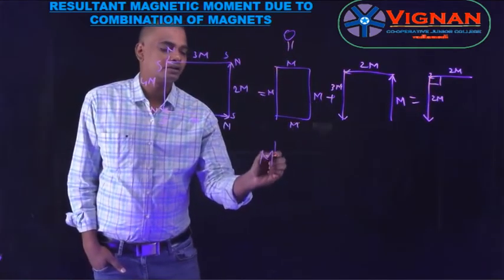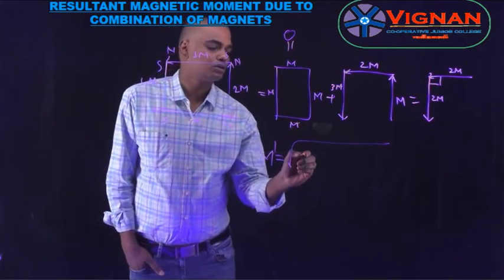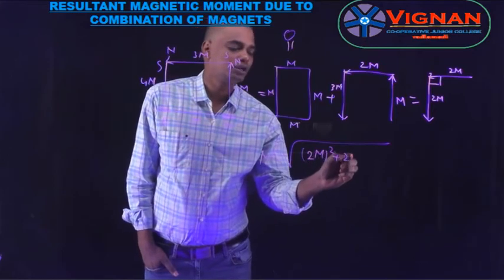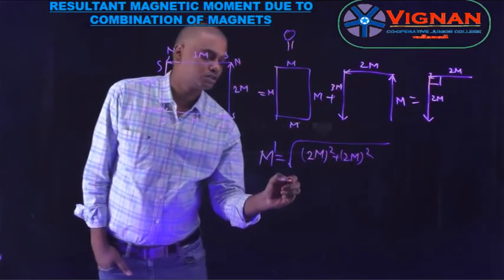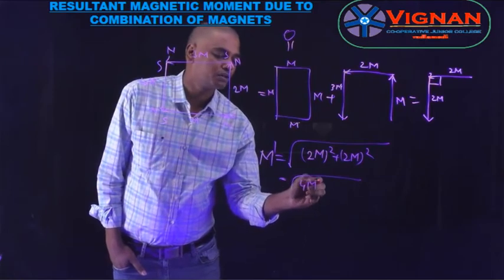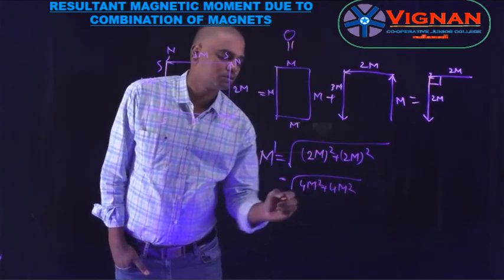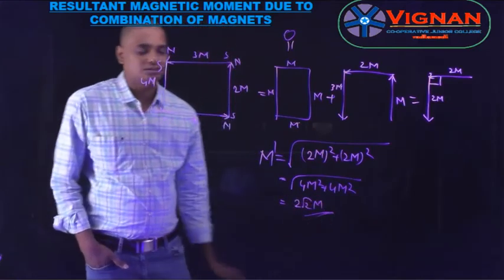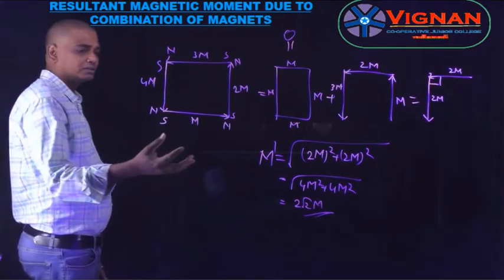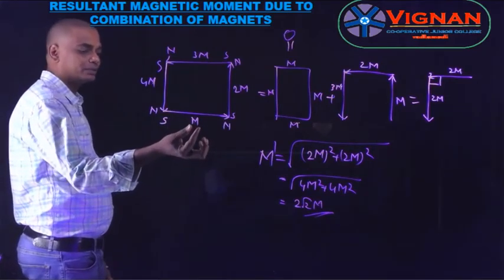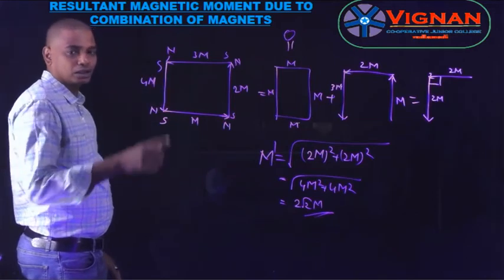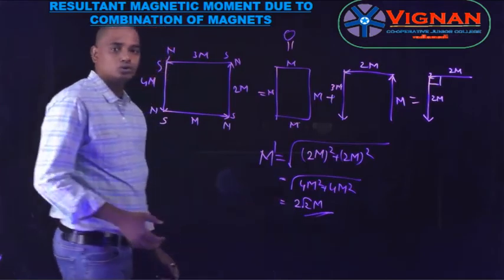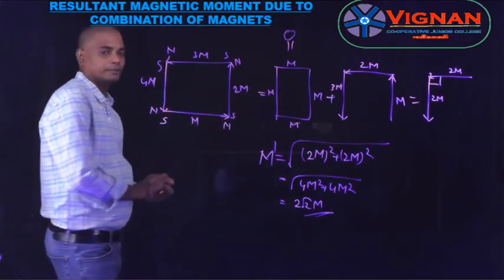Therefore the resultant magnetic dipole moment M dash is equal to root over m1 square plus m2 square, that is 2m whole square plus 2m whole square, which is root over 4m square plus 4m square, that is 8m square, or 2 root 2 m. So the resultant magnetic dipole moment when the 4 bar magnets of magnetic dipole moments m, 2m, 3m, 4m are connected in the form of a square will be 2 root 2 m. It can be simplified in this manner.